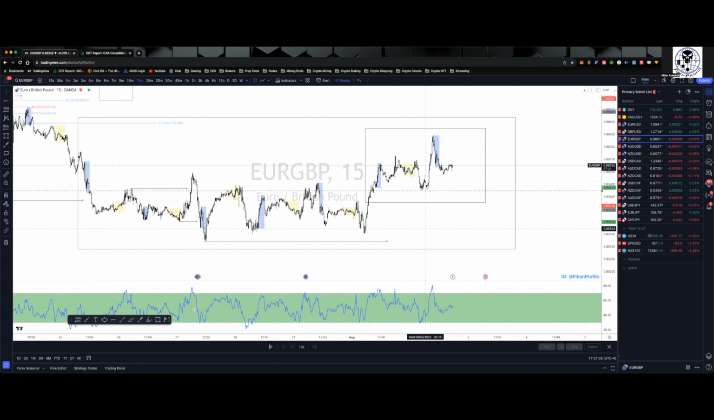So I'm waiting on this break right here. And ultimately what I'm going to be looking for is price to break this low, come back to mitigate today's New York move. And then targets are going to be shorting to make the next redistro.